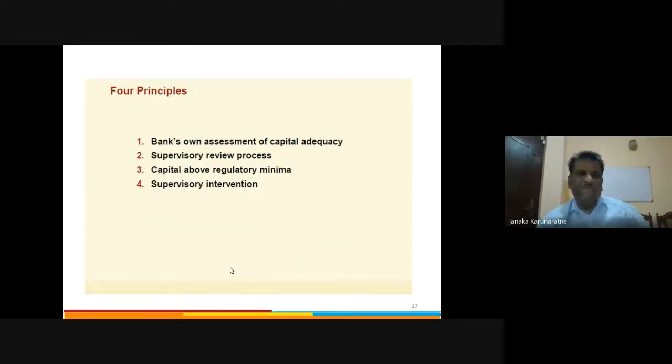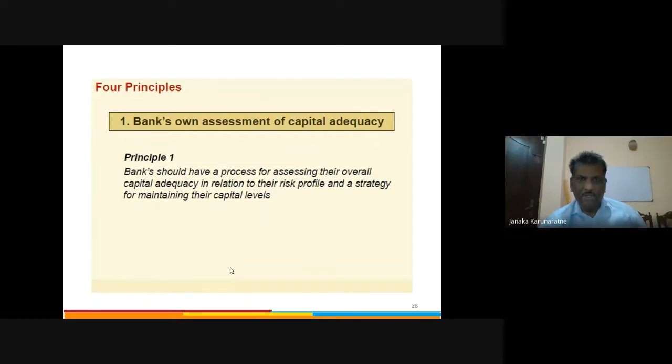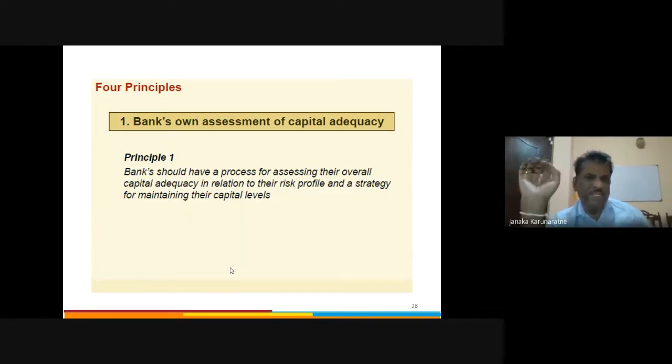Under Pillar 2, there are four principles: the bank's own assessment of capital adequacy, the supervisory review process, capital above the regulatory minimum, and supervisory intervention. Let's look at them one by one. The first principle is the bank's own assessment of capital adequacy. It says banks should have a process for assessing their overall capital adequacy in relation to their risk profile and a strategy for maintaining their capital levels.